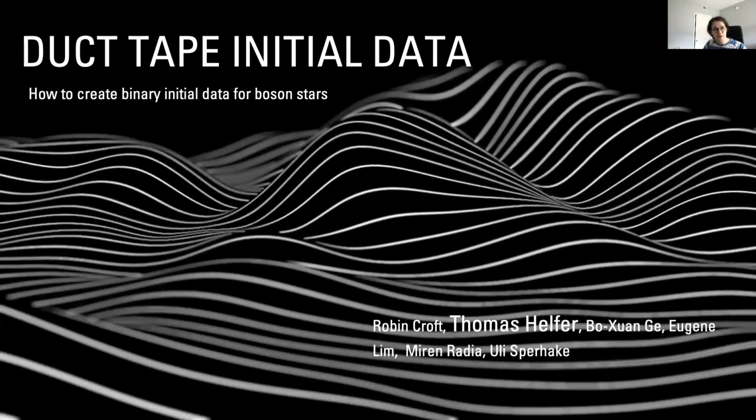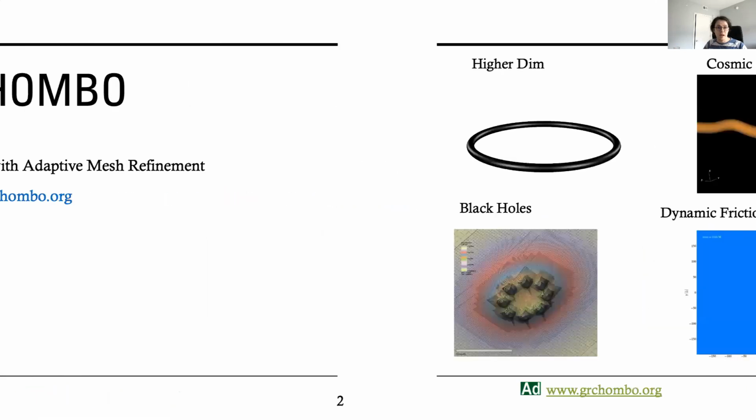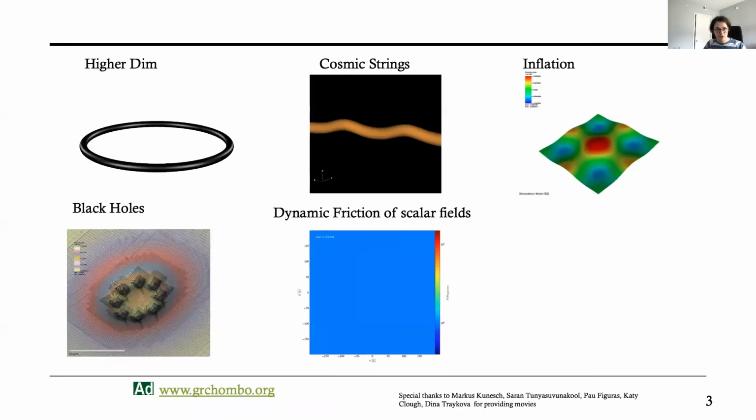First of all, we are users of GRChombo. It is a numerical GR code with adaptive mesh refinement, and it is fully open source. I think it's a very flexible code, so it is very good if you do things that go beyond binary black holes.